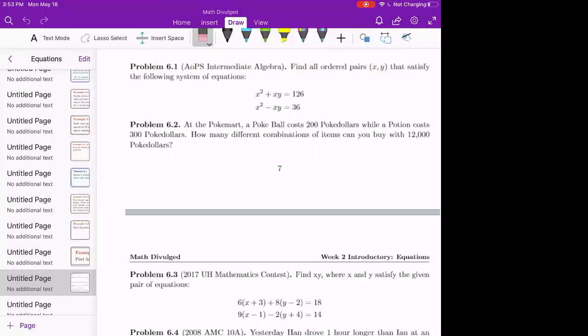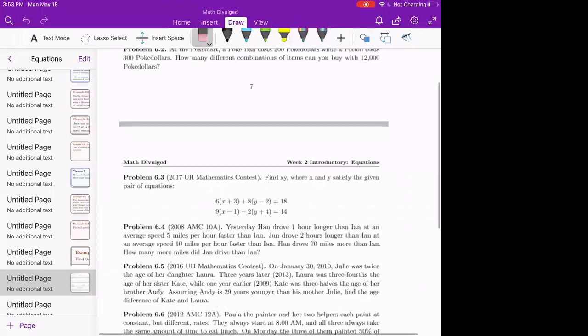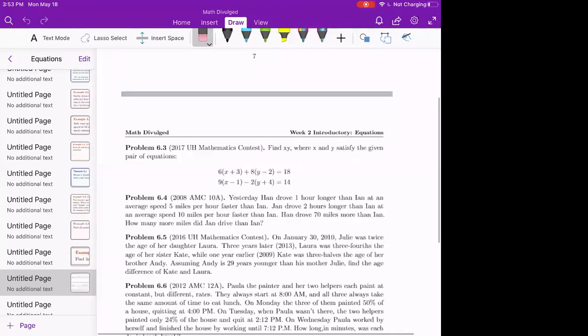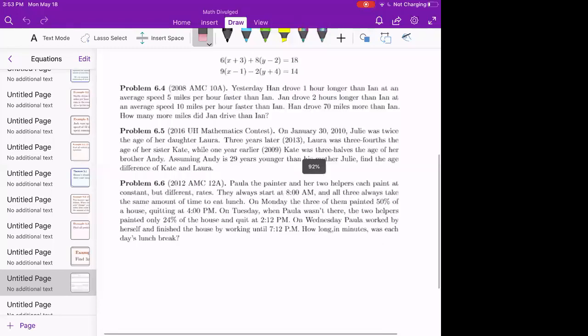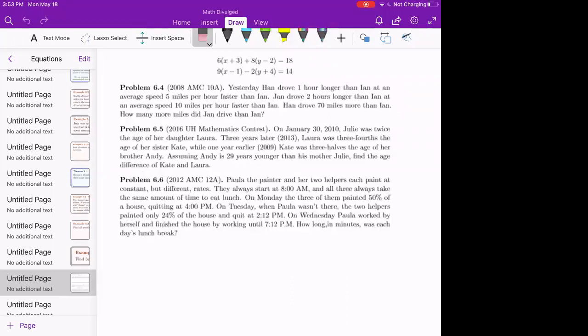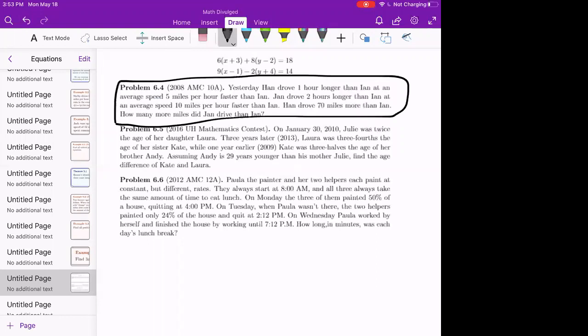I personally like number 4, since, how do you zoom in? There we go. I like number 4 since I like d equals rt problems. So let's go ahead and solve that one. I don't know how to crop this, so let's just circle this one. Number 4. I'll give you guys a second to read it.